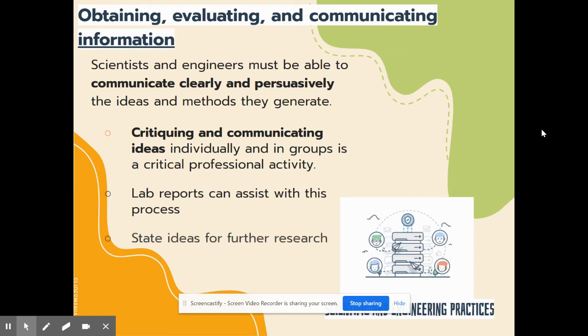And then also we want to state ideas for further research. So are there more questions or do you have more ideas that can help us for more research in the future?